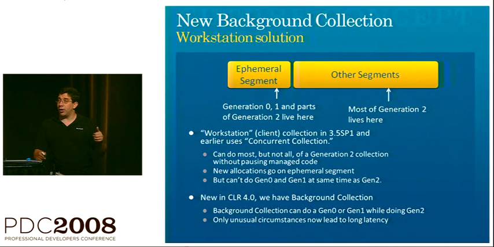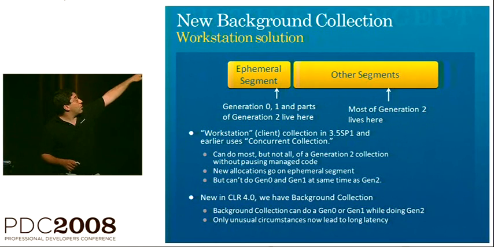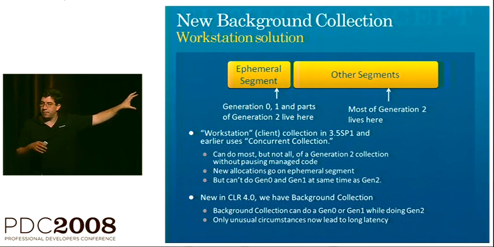It can do most but not all of a Gen 2 collection without pausing managed code. So it's a slightly less efficient algorithm, but it leads to far fewer pauses than what we had on the server. Now, new allocations are going to go on the ephemeral segment. The ephemeral segment is where Generation 0 and 1 and parts of Generation 2 live. We think of things being moved around from generation to generation, but they're not really physically moved mostly. They mostly just sit on a segment most of the time.